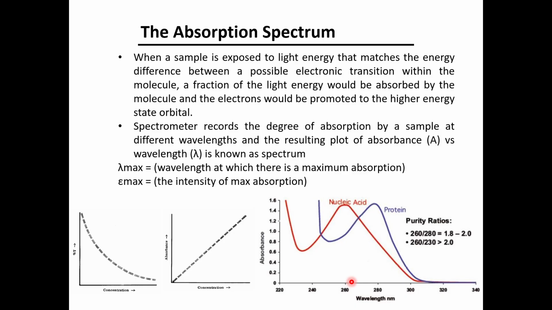A spectrophotometer records the degree of absorption by a sample at different wavelengths, and the resulting plot of absorbance versus wavelength is known as a spectrum. There are two terms: lambda maximum, which is the wavelength at which maximum absorption occurs, and epsilon maximum, which is the intensity of maximum absorption. The absorption by a material is also used for the analysis of the purity of that material.